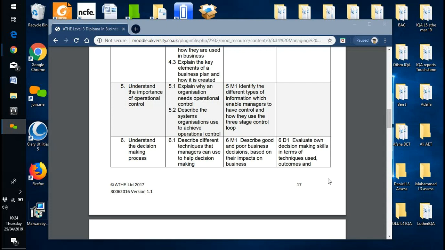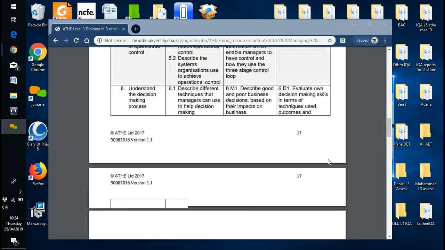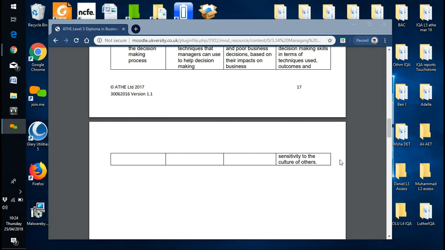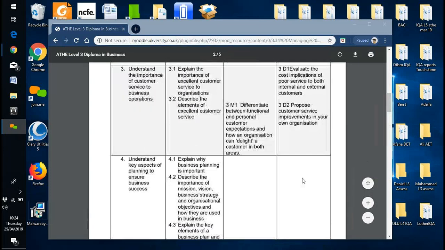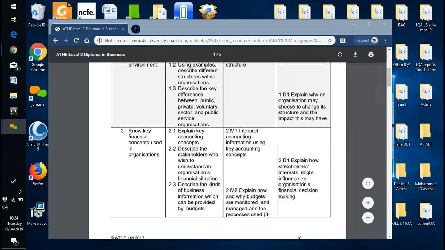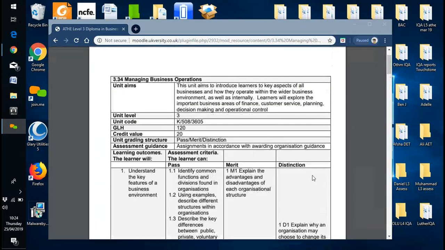Evaluate your own skills in decision making in terms of the techniques used and outcomes and sensitivity to the culture of others. So again, there's a bit of people management starting to arrive in that LO6. So that's an overview of the unit itself and the criteria you need to achieve.